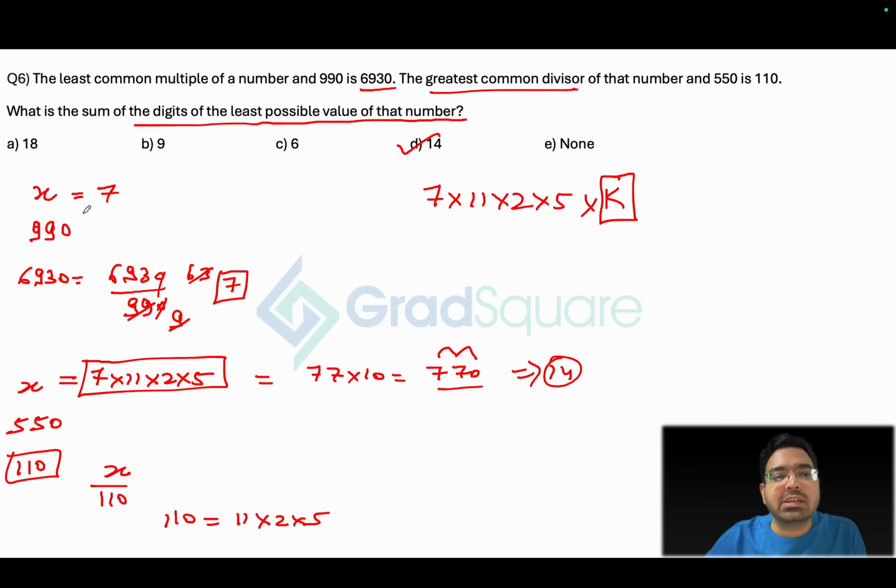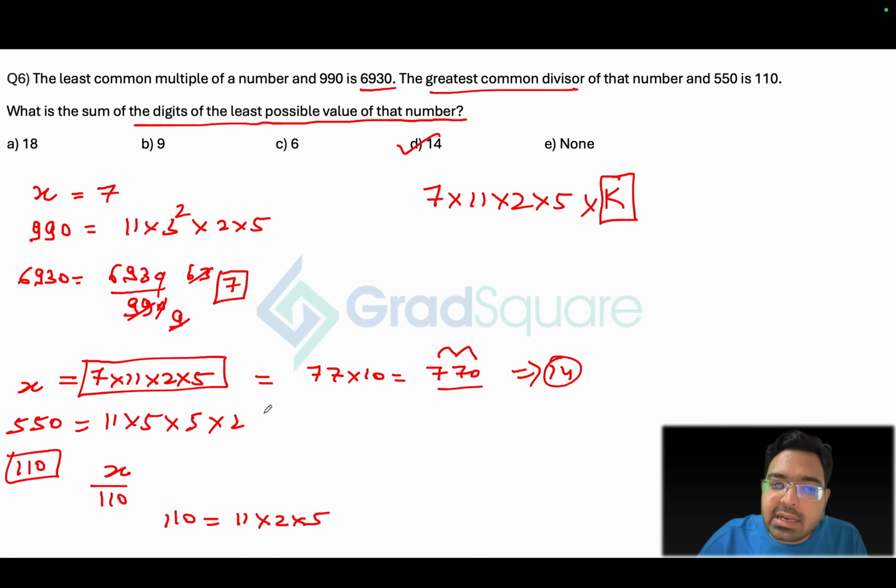For that, what you need to understand is you need to look at 990 also. Let's break 990. It will turn out to be 11 into 3 square into 10, which will be 2 into 5, right? And what is 550? 550 would be 11 into 5 into 10, which is 11 into 5 into 5 into 2, right? Now understand this thing, that the highest common factor should not change, and the least common multiple should also not change. You have to design your value of k in such a way.